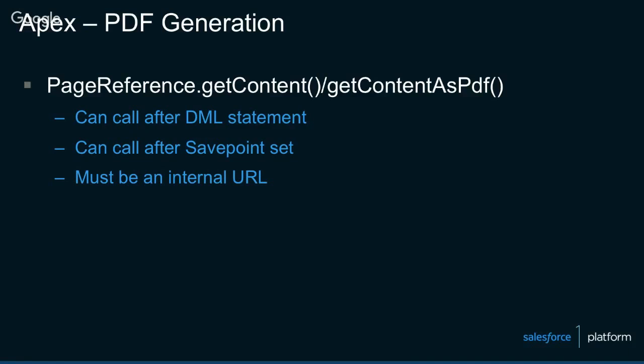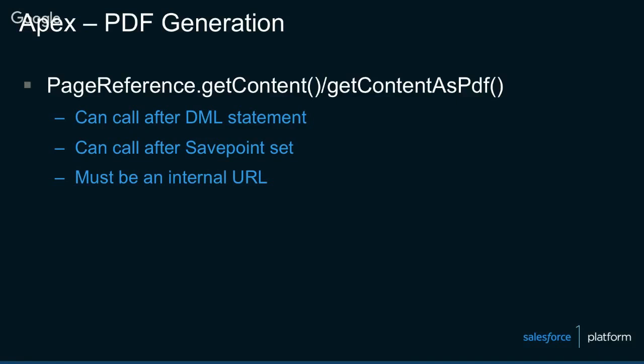And now you have the ability to call this after a DML statement, and you can also call it after a save point is set. A save point is treated like DML, so it's basically the same. So you might do some DML, insert something, and now you can call the page reference getContent or getContentAsPDF. The only restriction is it must be an internal URL, like your Visualforce page, which I would imagine covers most of the use cases.